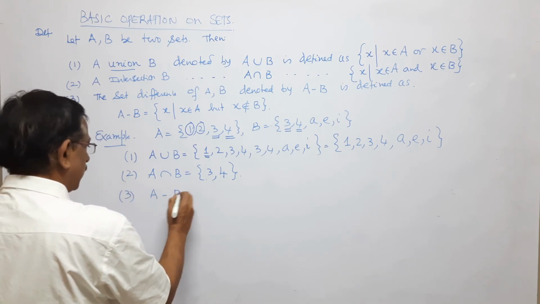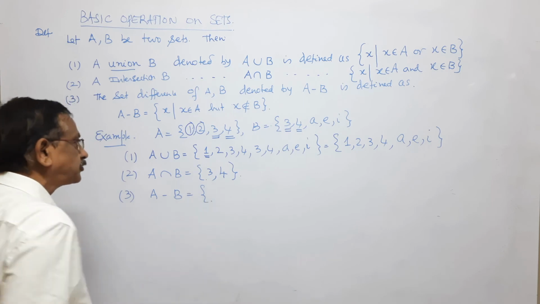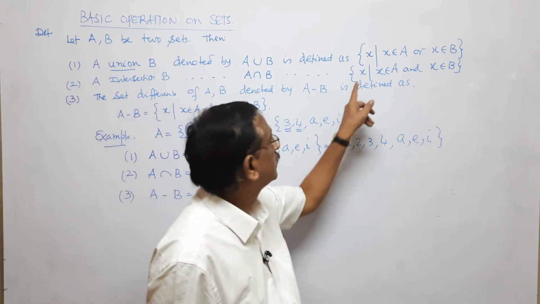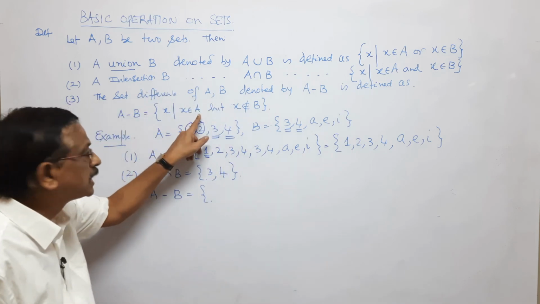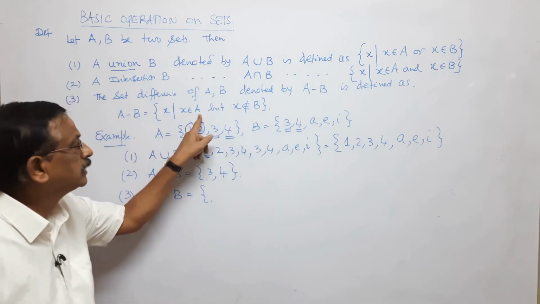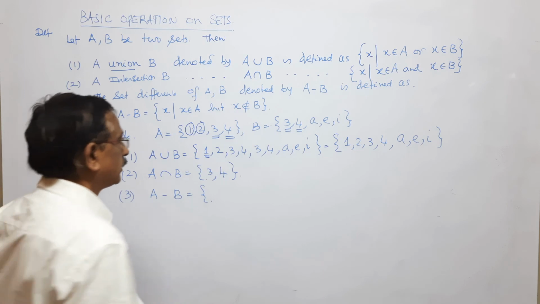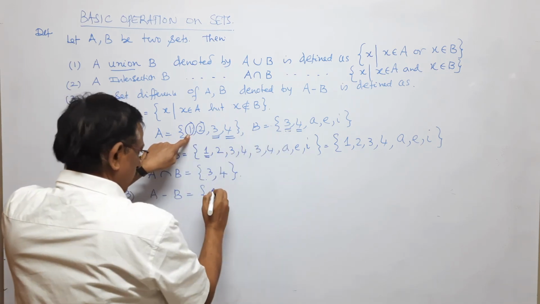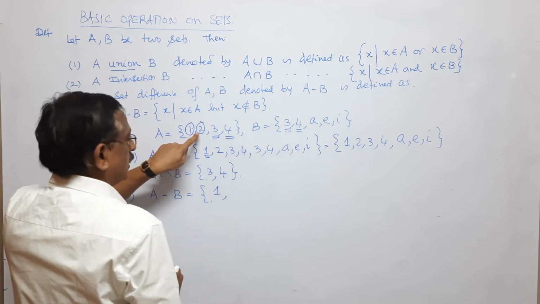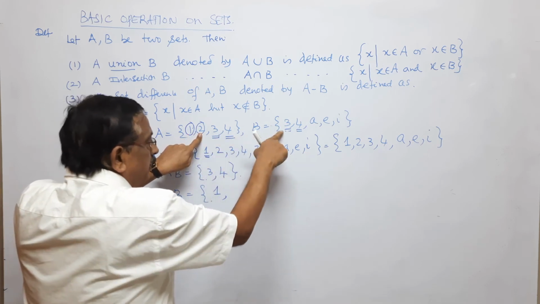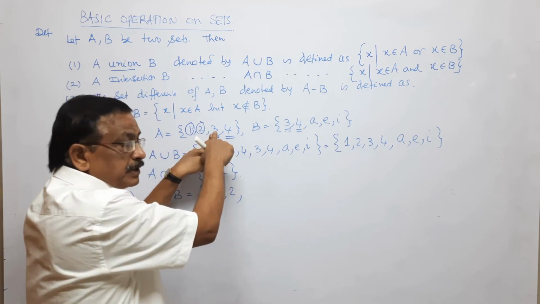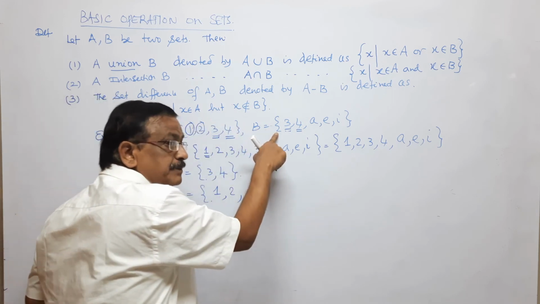Let us write down A minus B. What is A minus B? A minus B is those elements which should be in A but not in B. Now come to this. 1 is in A but not in B. So I can write down 1. 2 is in A but not in B. 2. 3 I cannot write because 3 is in A as well as in B.